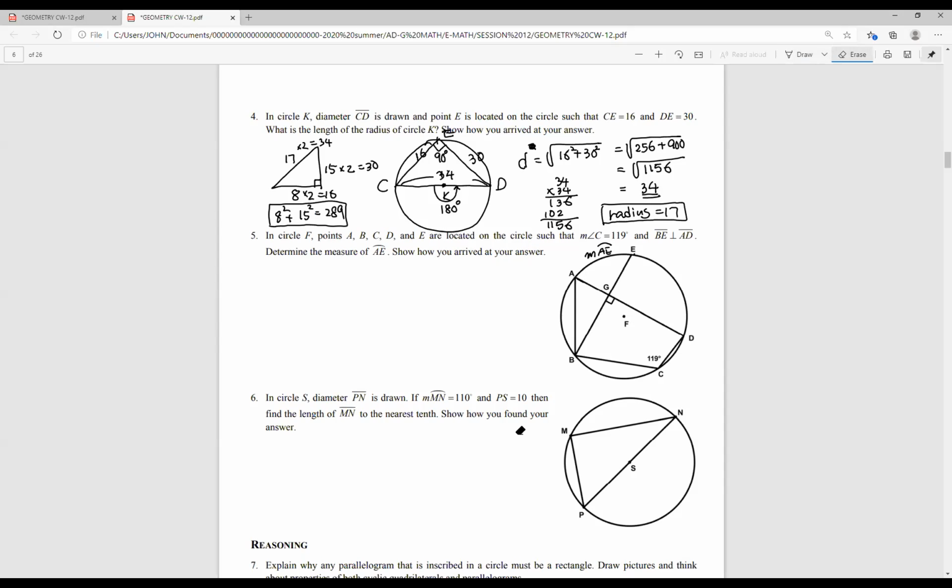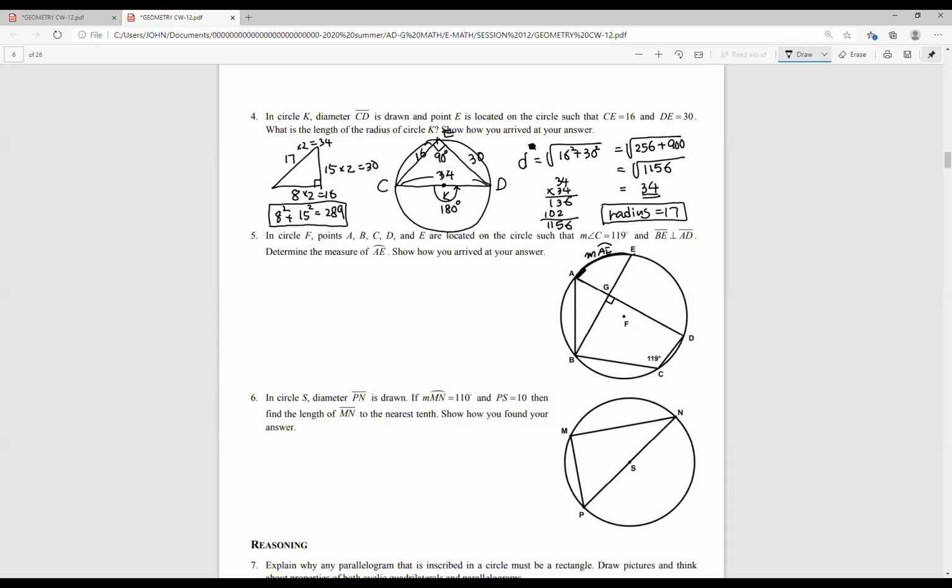The measure of angle C is given as 119 and BE and AD are perpendicular. Oh, this is the perpendicular, 90 degrees. Determine the measure of angle AE. Where is AE? Oh, this one. Write it down. That is the center angle, isn't it? Can you see that? That is the center angle.